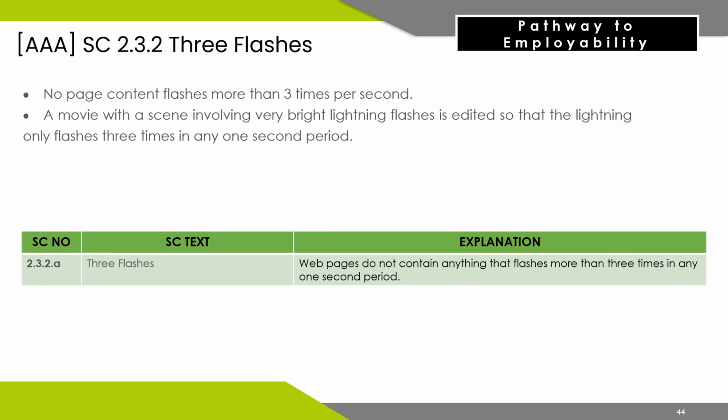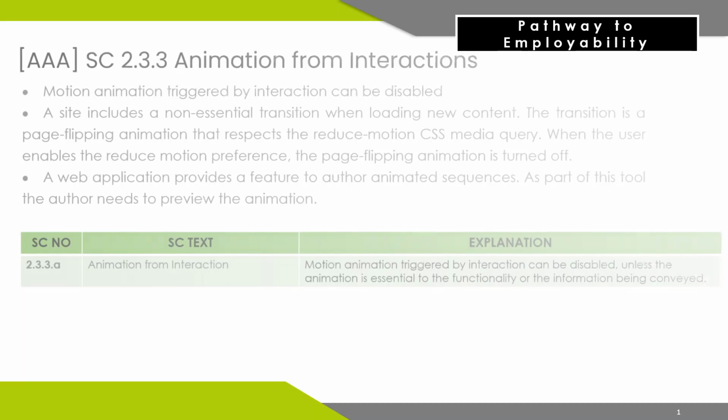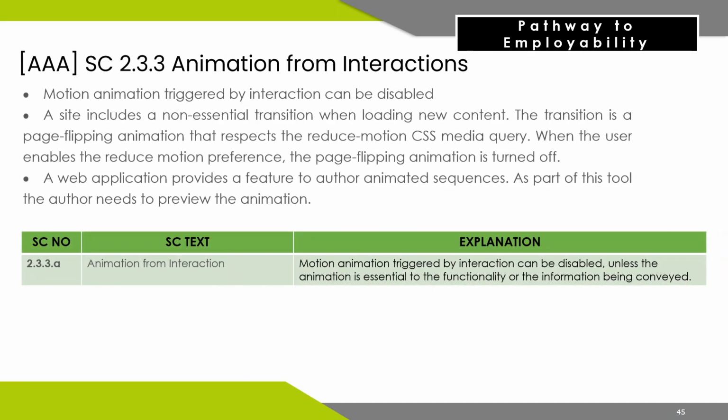The requirements for success criterion 2.3.2 three flashes are 2.3.2.a three flashes. Web pages do not contain anything that flashes more than 3 times in any 1 second period. The requirements for success criterion 2.3.3 animation from interactions are 2.3.3.a animation from interaction. Motion animation triggered by interaction can be disabled, unless the animation is essential to the functionality or the information being conveyed.